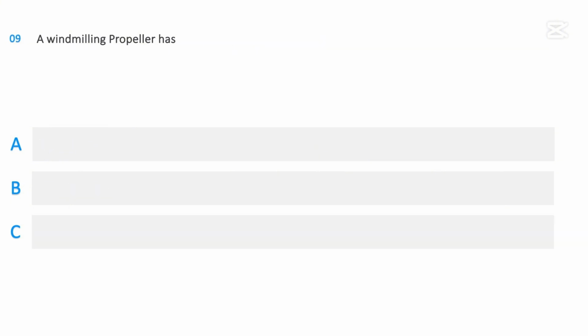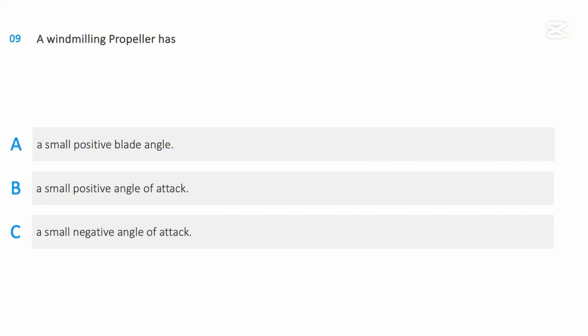A windmilling propeller has a small positive blade angle, a small positive angle of attack, a small negative angle of attack. The correct answer is a small negative angle of attack.